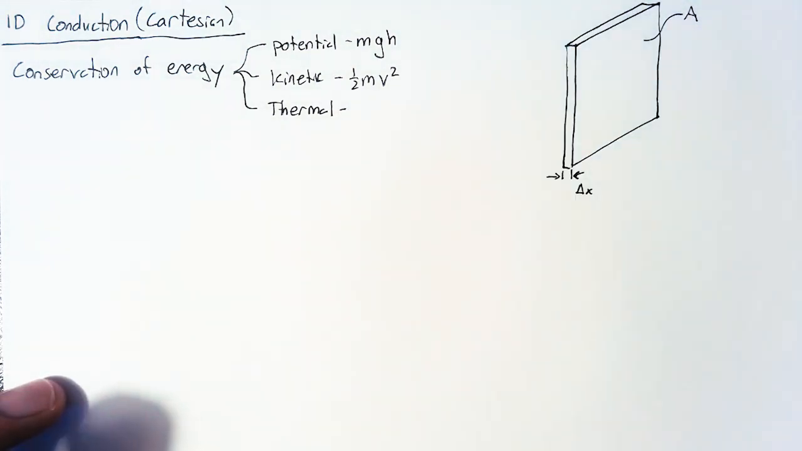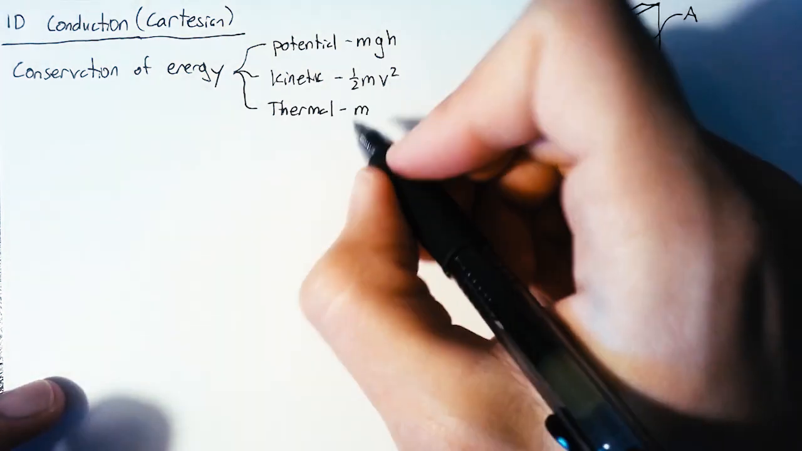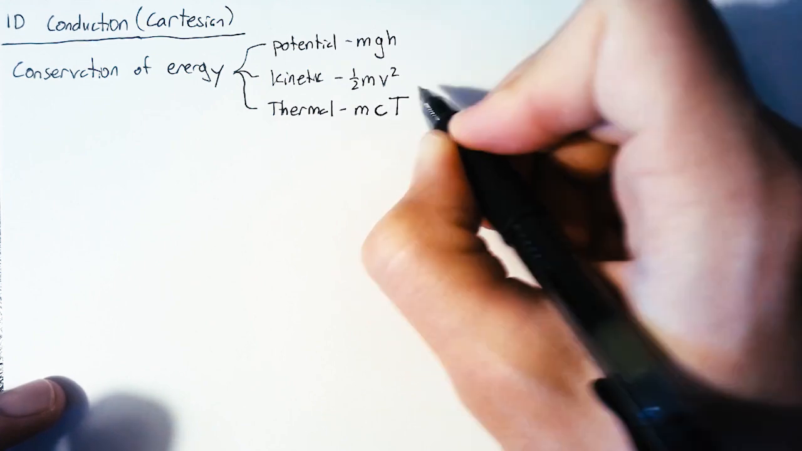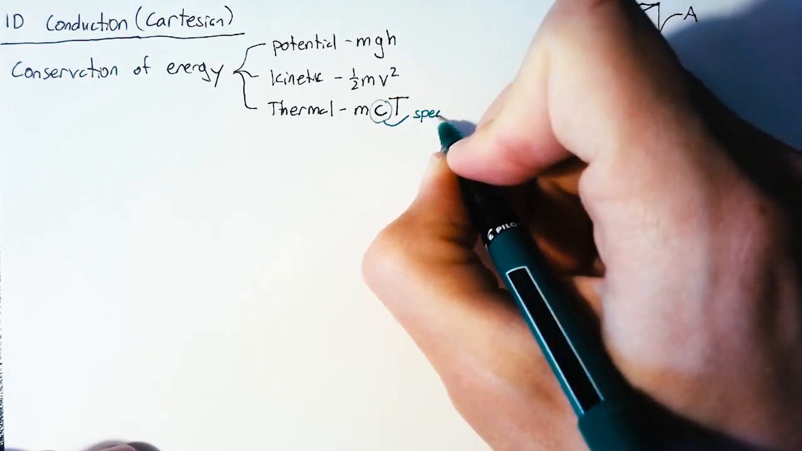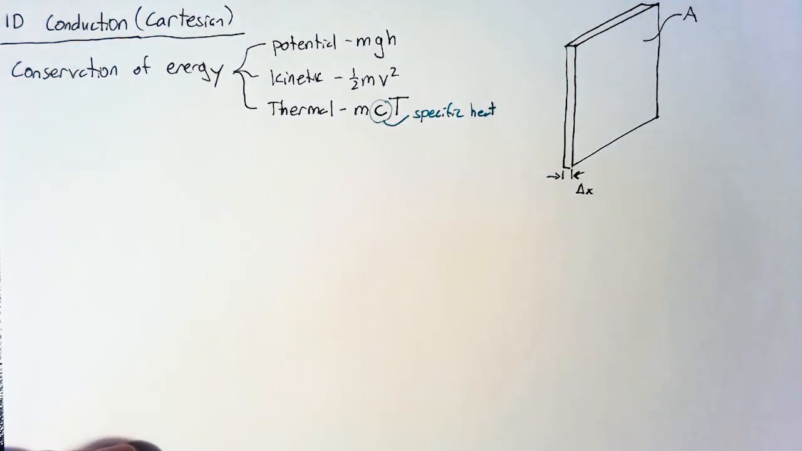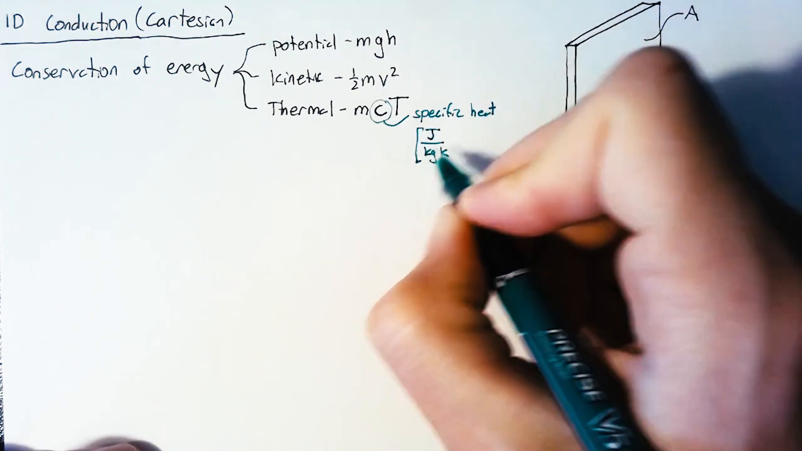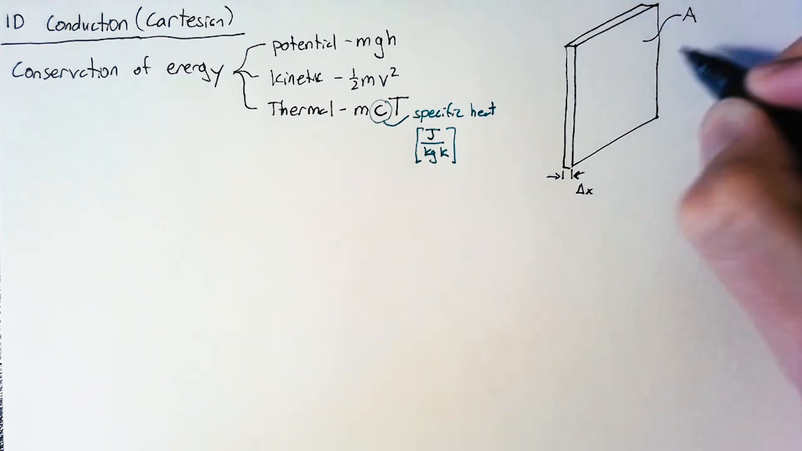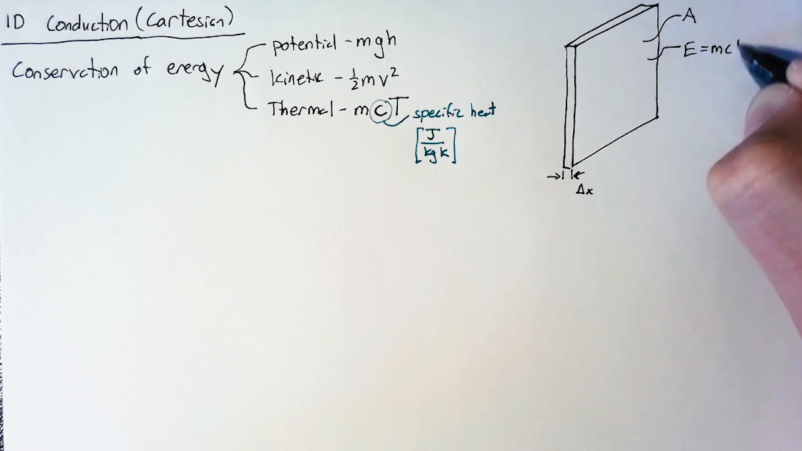Our thermal energy is going to have the same m term, and it's going to have a constant, C, which is multiplied by our temperature. So the thermal energy, of course, is just based on the temperature of an object. Now the C is the specific heat, and it has units of joules per kilogram Kelvin. So this object here that we're looking at, or the slice of the object that we're looking at, has some energy associated with it, which is equal to this mCT.